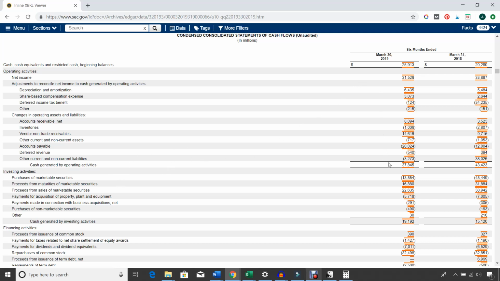So this is basically the amount of cash flow that Apple generated from its core operations. So for the 6 months ended March 30th, 2019, they generated $37 billion of cash flow.